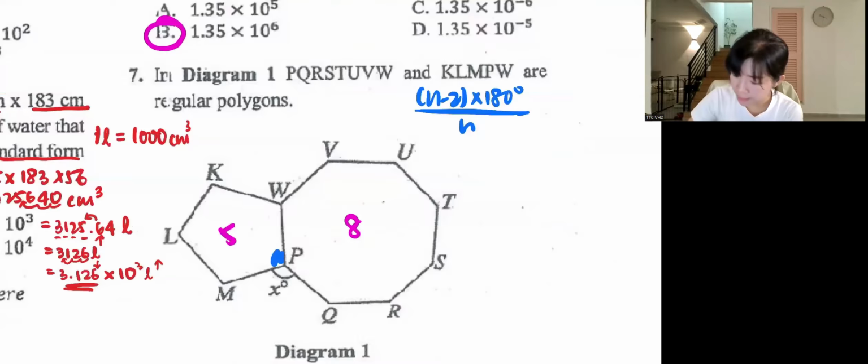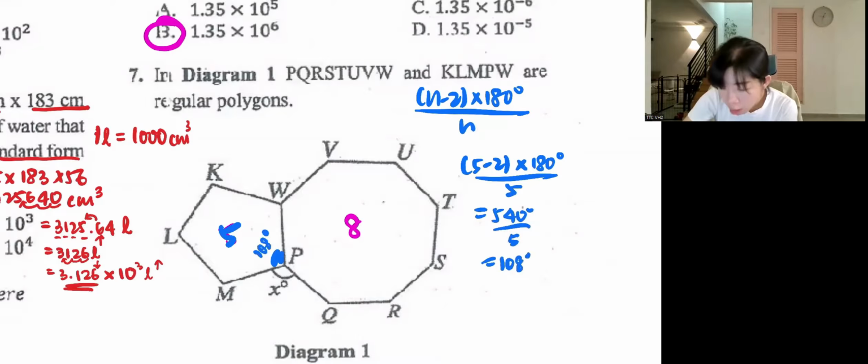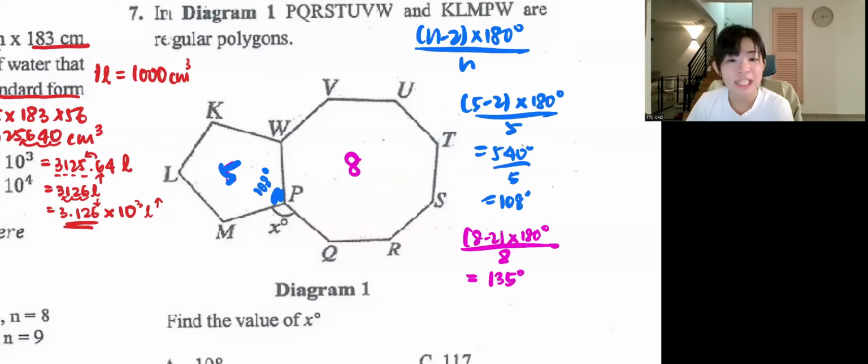Okay, so for the pentagon, this 5-sided pentagon, 5 minus 2 times 180 divided by 5. 540 divided by 5, you get 108 for this one. So 108. For the octagon, 8 minus 2 times 180 divided by 8. So at the end, you get 135 for each interior angle. So for the octagon, 135.